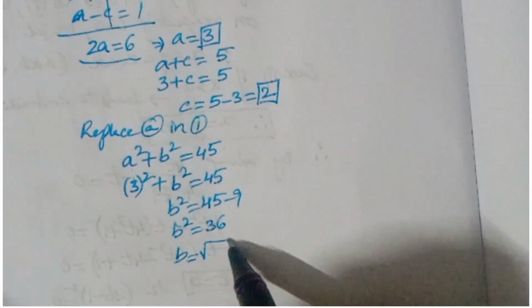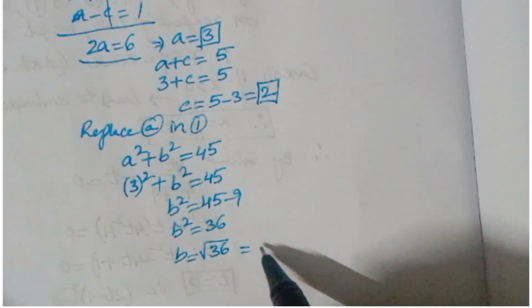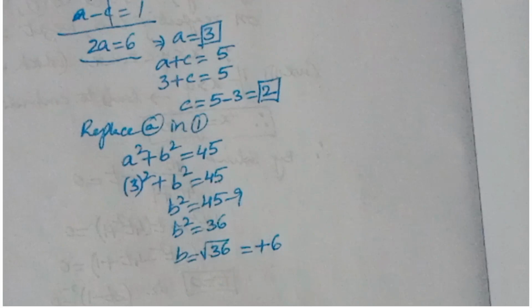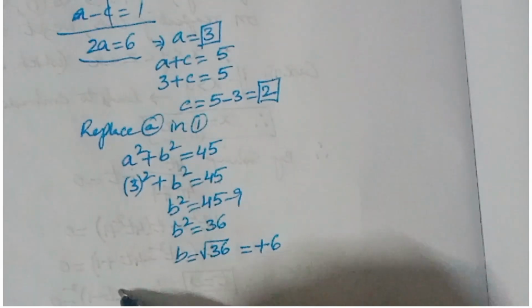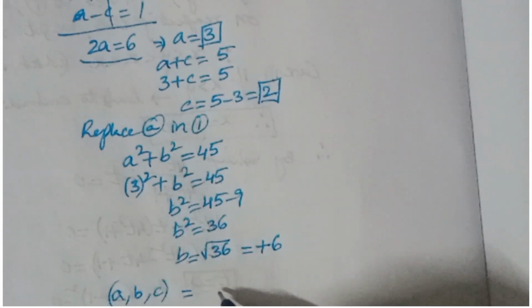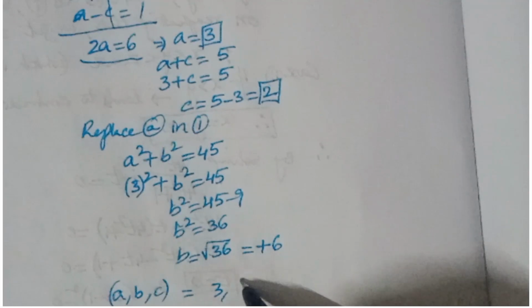B is equal to root of 36. You are getting plus or minus 6. So here you are taking positive integers. So here A, B, C values, what you are having: 3, comma 6, comma 2.